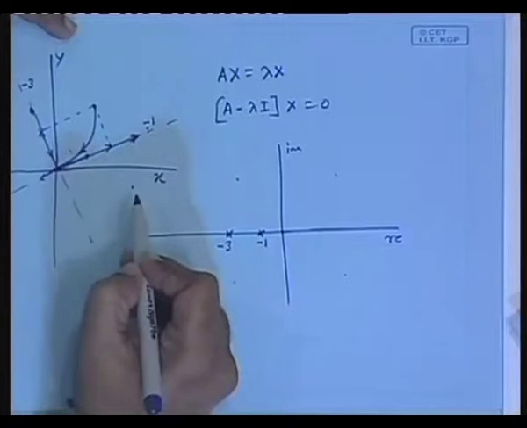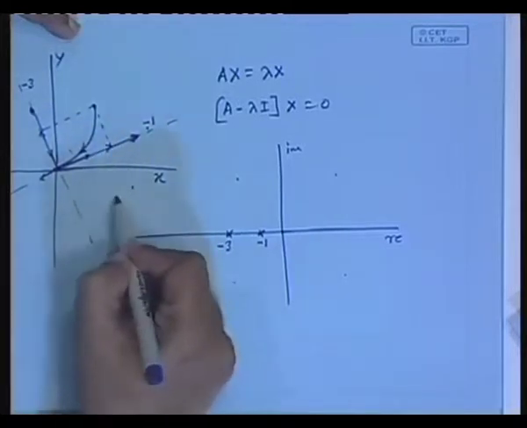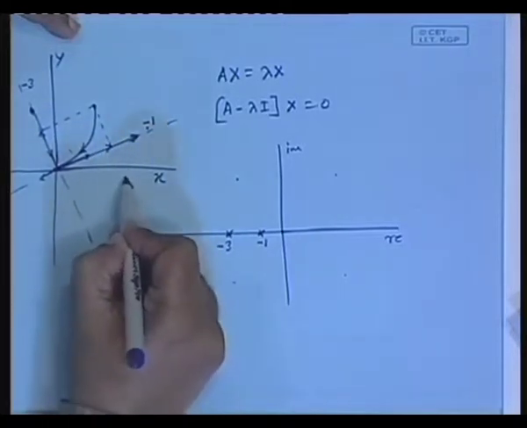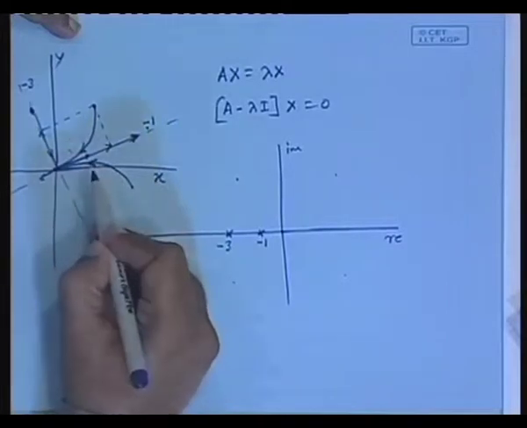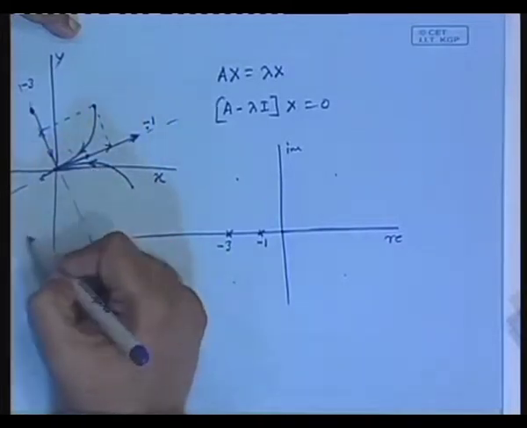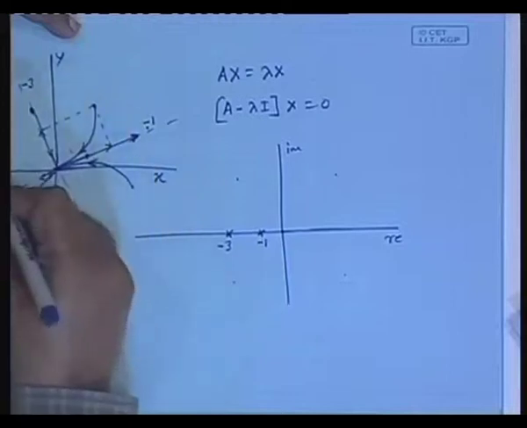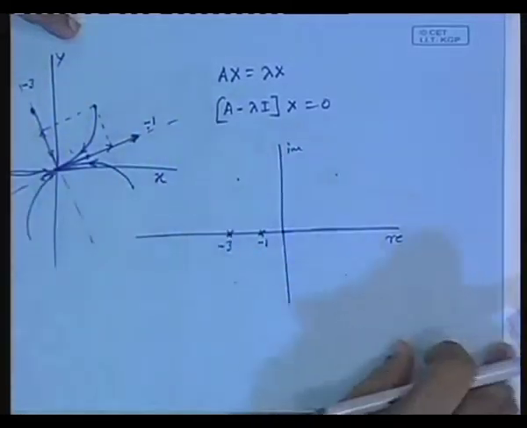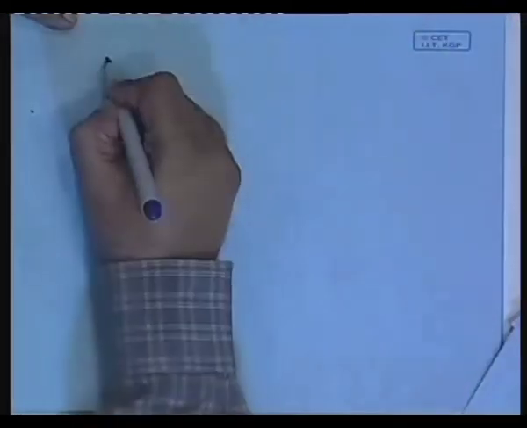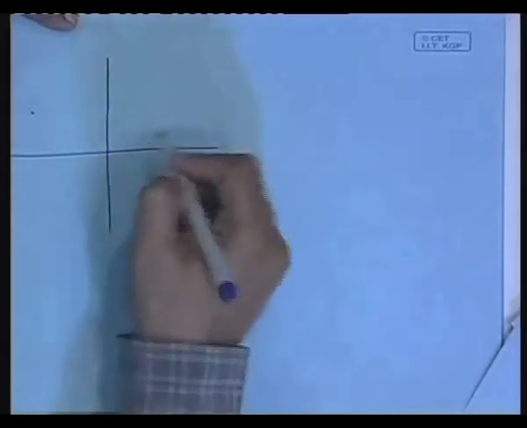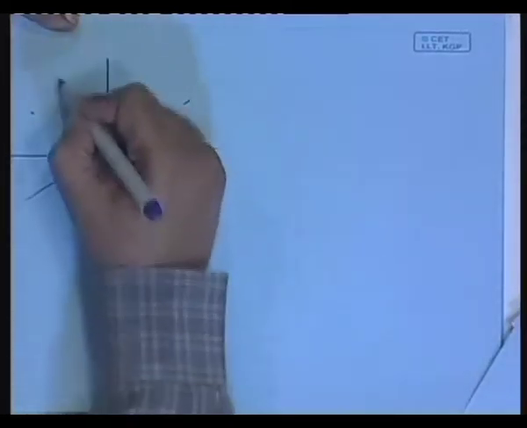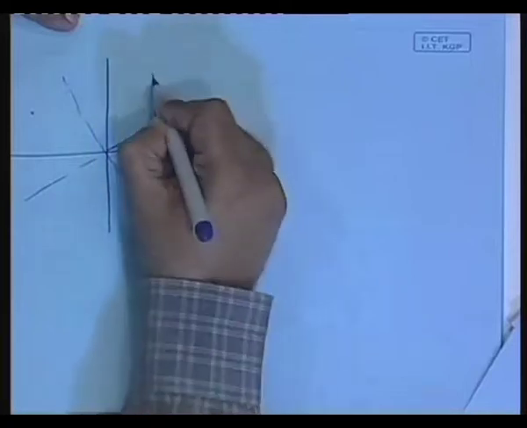If it is here, again you drop projections and you will see that it goes like this. If it is here, it goes like this. If it is here, it goes like this. So you see, you essentially get an evolution like this.